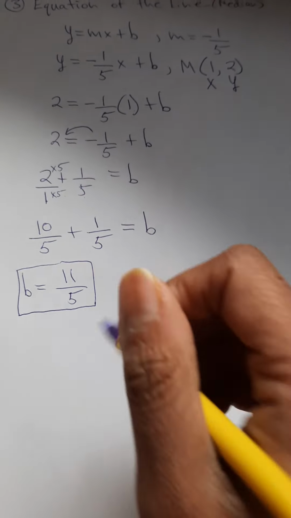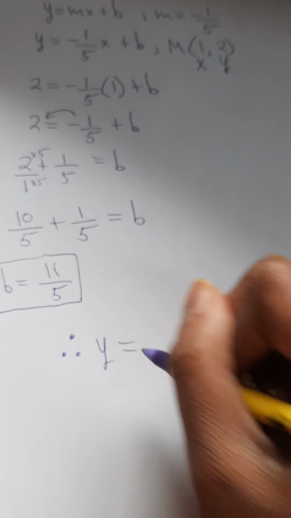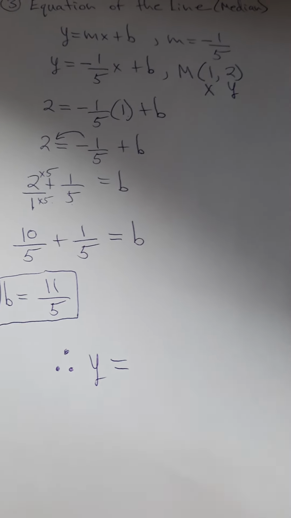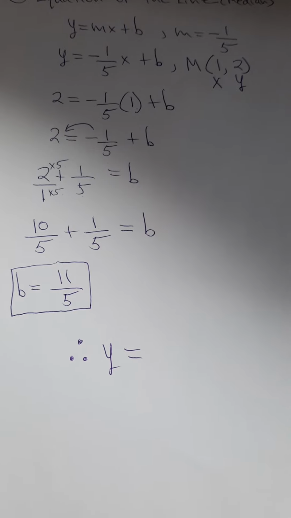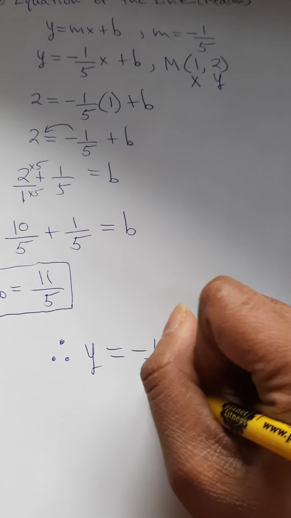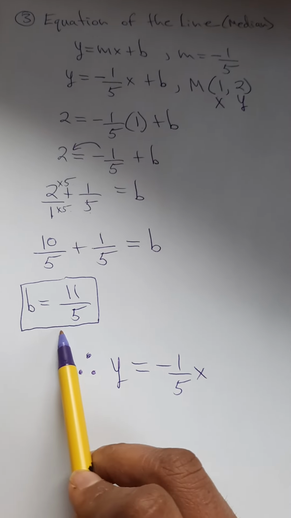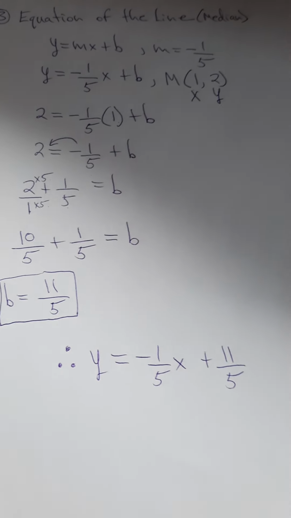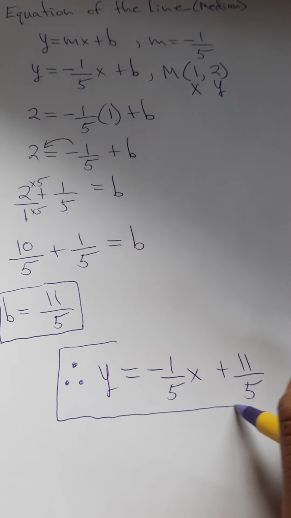All right, and so here what we're going to do is write our final equation. When you write the final equation, it is still in the same format, the format of y equals mx plus b. The slope that we found here was negative 1 over 5, so we'll put negative 1 over 5x, and then plus my b value, plus 11 over 5. And this is actually my final answer.